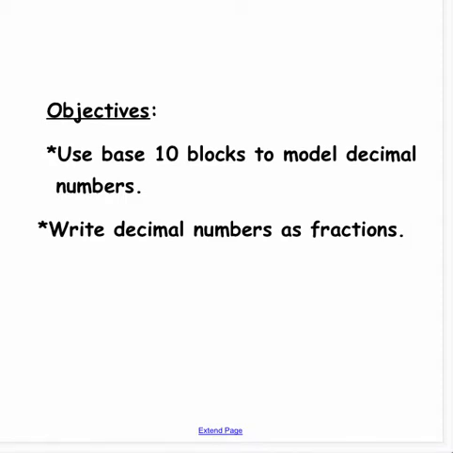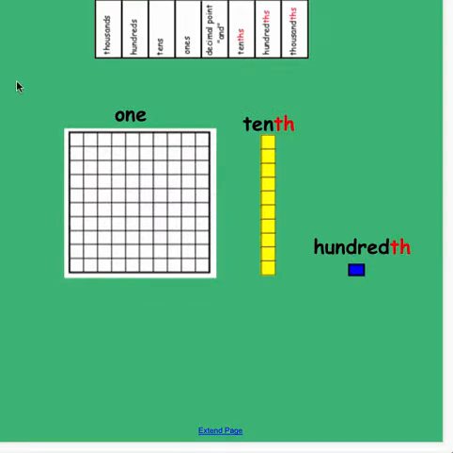Welcome back, everyone. Here are today's objectives. Use base 10 blocks to model decimal numbers and write decimal numbers as fractions.